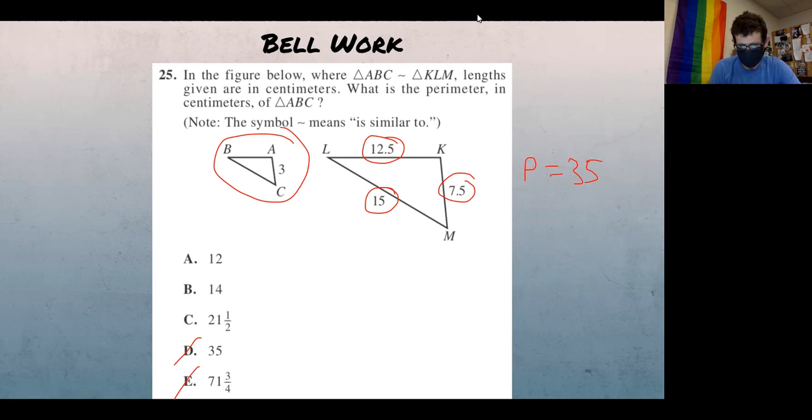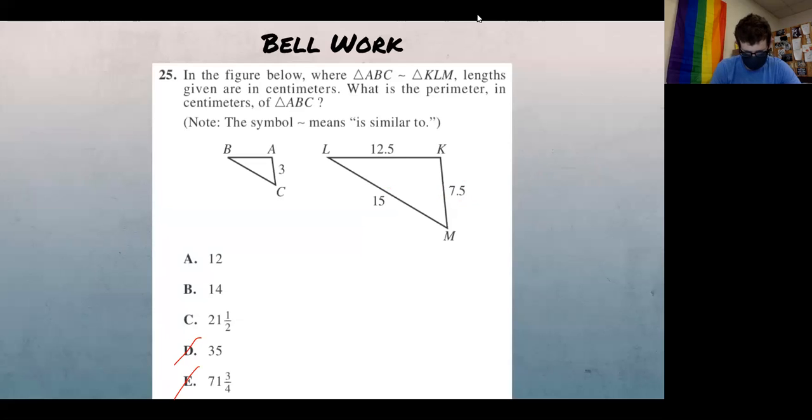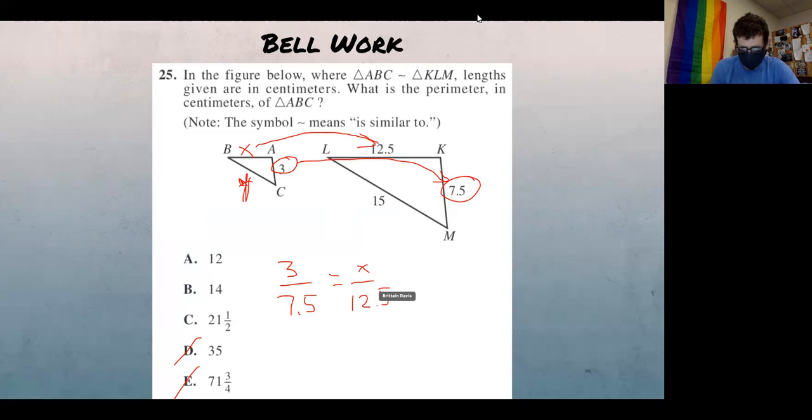So if I've got corresponding sides, then what I can do is set up a proportion. And that's what we did before when we were looking at similar figures. So 3 over 7.5, those are corresponding sides in similar triangles. That's going to be equal, if I call this x and y, to x over 12.5. They have to be proportional. They grow by the same scale factor.